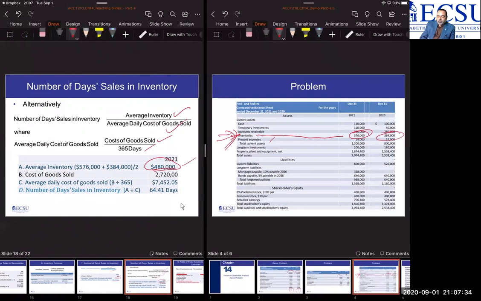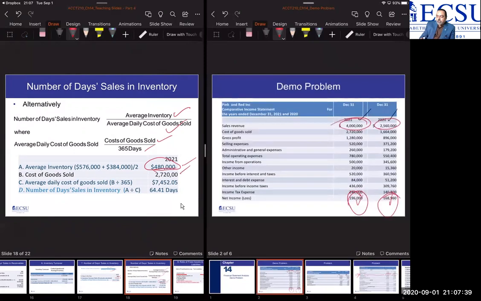And then the cost of goods sold was 2,720,000. Of course, the cost of goods sold, I got it from your income statement. So if you look at the income statement, I'll be able to get that 2,720,000 as the cost of goods sold. So that divided by 365, I get a daily cost of goods sold of 7,452. And if I divide the average inventory by the average daily cost of goods sold I just calculated, I'll be getting 64.41.